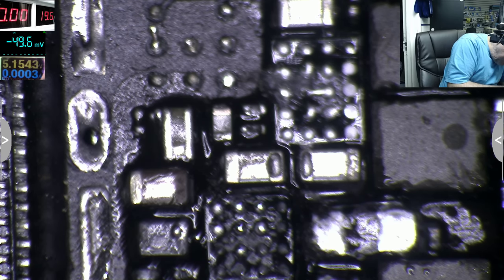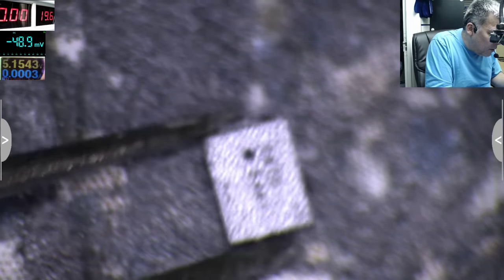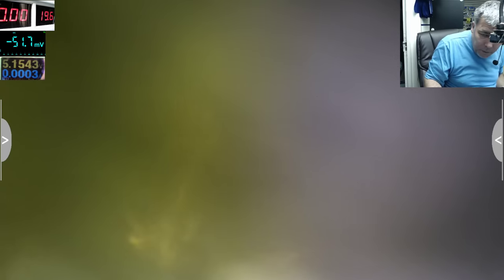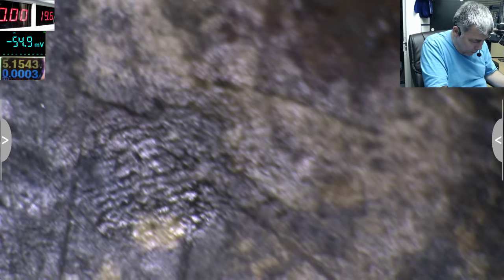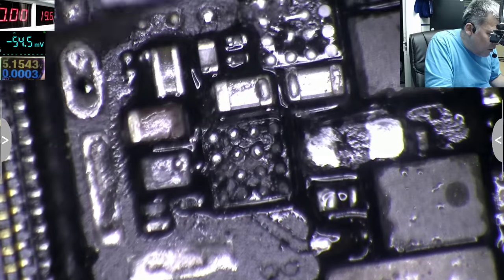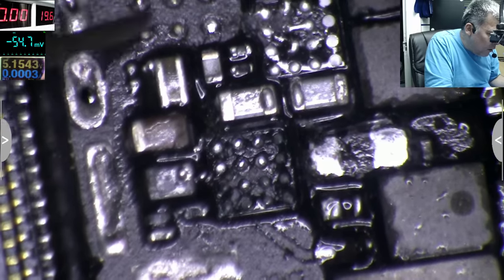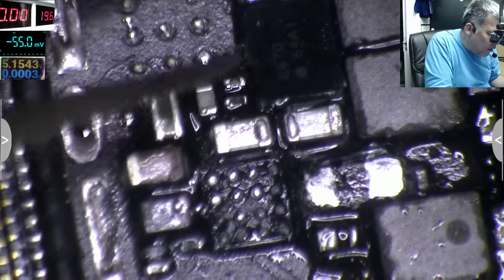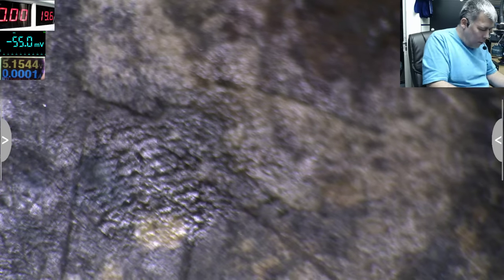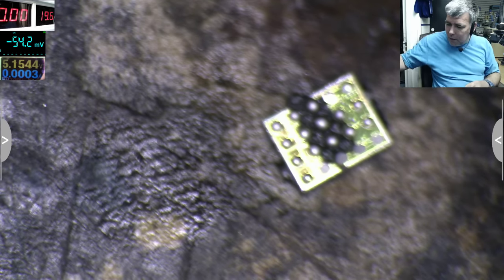We found one. That's the one. Probably that's the one. Or that's the old one. Let me see. Don't want to solder back the old one. Yeah, that's the one. So this is coming from here. Yeah? That's the one. Let's fix the problem here.